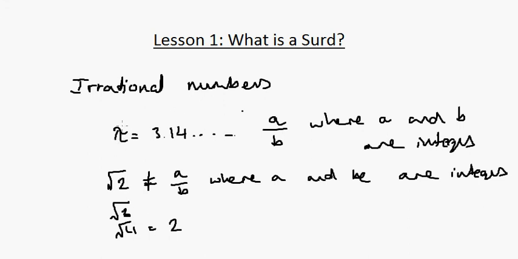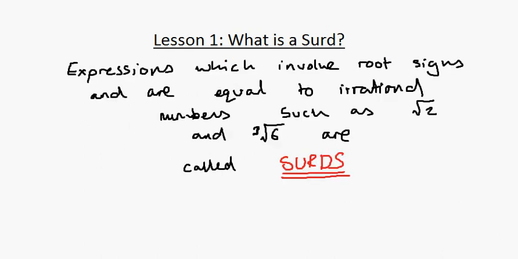So let's now exactly define the term surd. The definition of a surd is expressions which involve root signs which are equal to irrational numbers, such as root 2 and the cube root of 6, are called surds. And it doesn't have to be only root 2 and the cube root of 6, those were just examples, but as long as they equal irrational numbers and involve root signs, they are classified as surds.